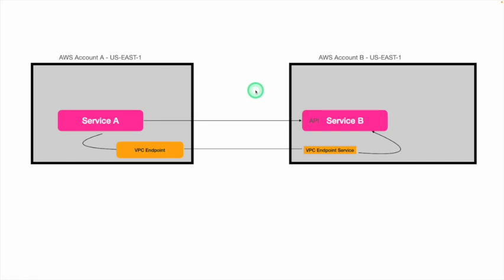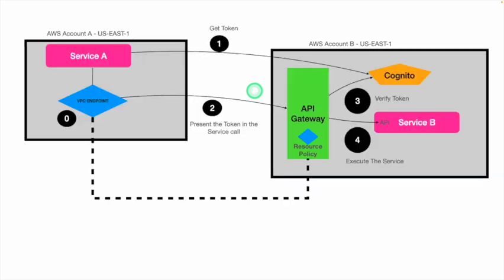So what is the solution, right? Let's look at how we want to solution this. The first thing we'll do is set up something like this. Let's focus first on what we do in account B over here. We are going to set up an API gateway and Cognito in account B, and before we do that, we have to do a prerequisite in account A. We have to create a VPC endpoint for API gateway in account A, and that will result in a VPC endpoint ID.